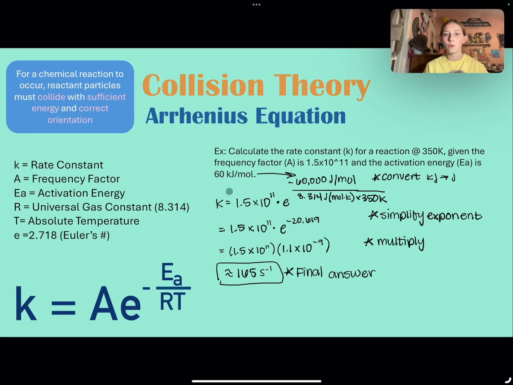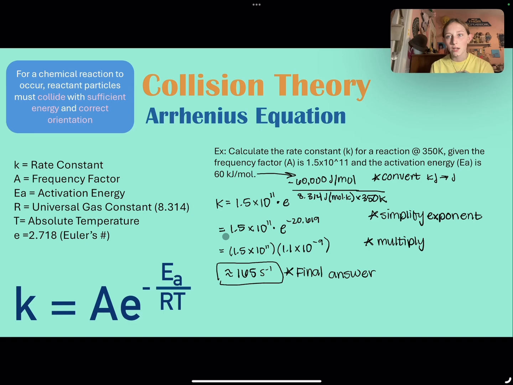So in this example, it says, calculate the rate constant K for the reaction at 350 Kelvin, given the frequency factor is 1.5 times 10 to the 11th, and the activation energy is 60 kilojoules per mole. So before you ever even start, you have to make sure you're converting your kilojoules to joules. So 60 kilojoules per mole would be equivalent to 60,000 joules per mole.